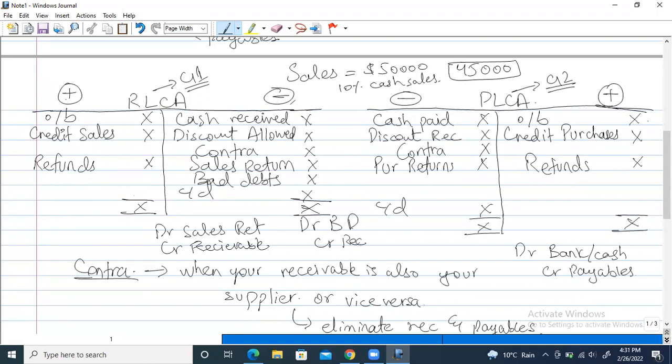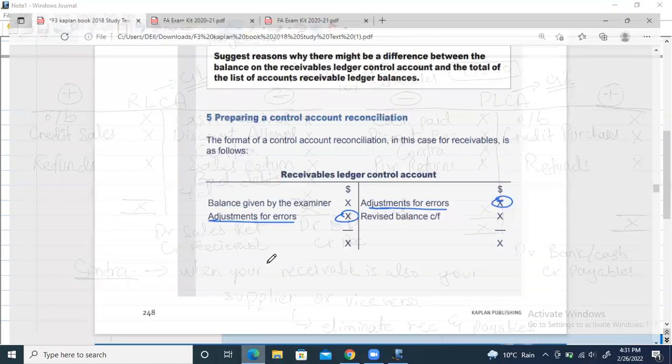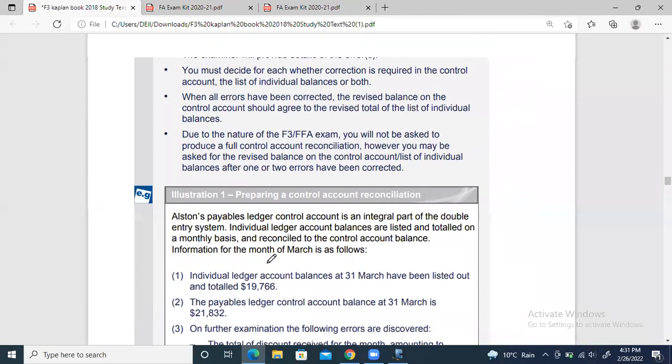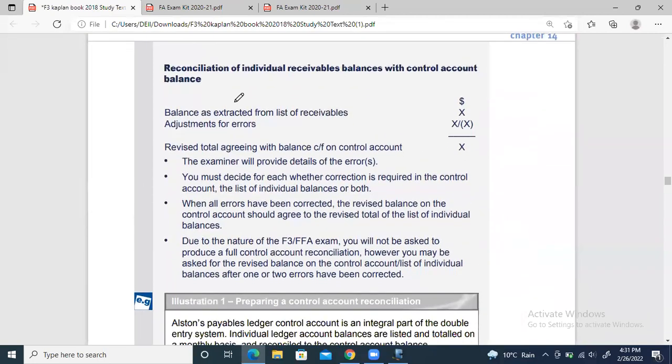If we remember correctly, if we have memorized these two accounts, if we have understood these two formats, we will easily be able to correct the errors over here. Okay, now let's do one example. Let me see over here. Yeah, let's read these points as well first.